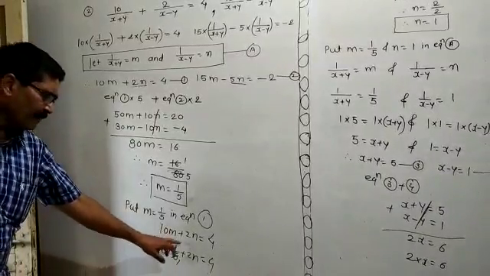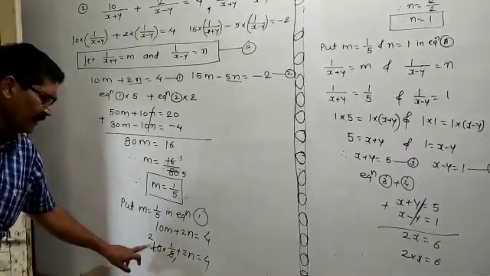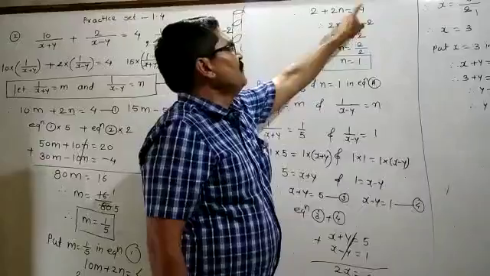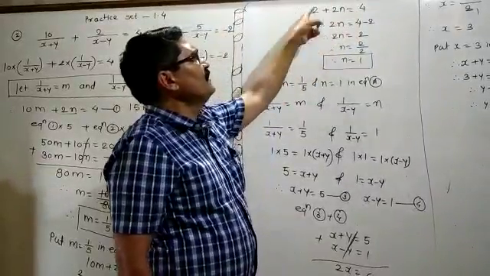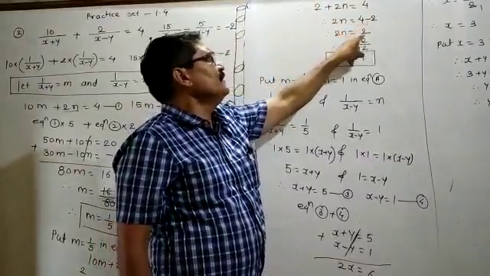10 multiplied by 1 upon 5 plus 2n is equal to 4. 5 1s are 5, 5 2s are 10. Then the new equation will form: 2 plus 2n is equal to 4. You have to transpose this plus to that side, that becomes minus 2. 2n is equal to 4 minus 2 is equal to 2.